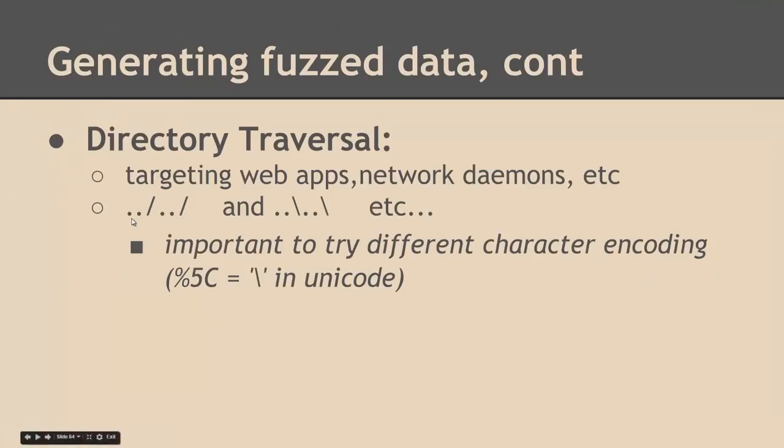And for directory traversal, dot dot forward slash and dot dot backslash are important to try, depending on whether or not the system is Unix or Windows land. And this is useful when targeting web apps, network daemons, etc. and might reveal remote file inclusion or file access vulnerabilities. And it's important to try different character encodings.